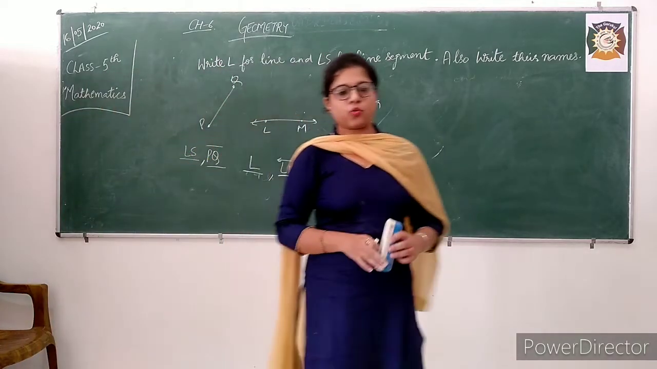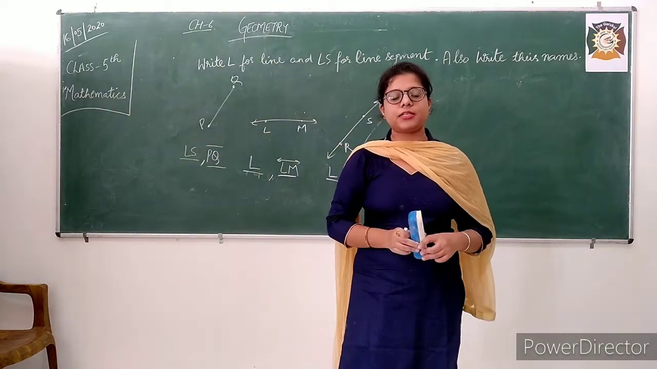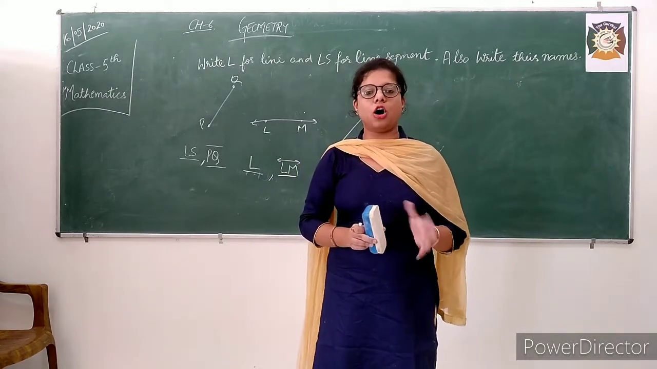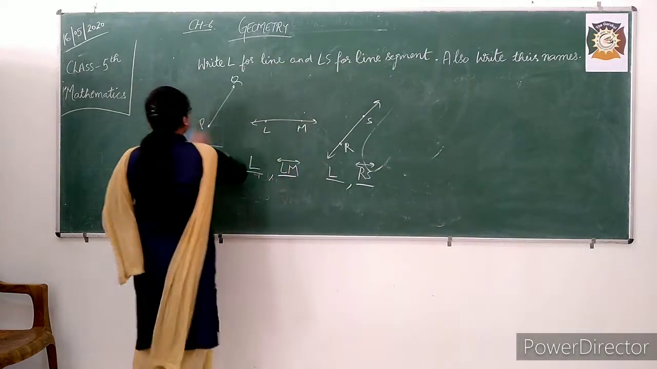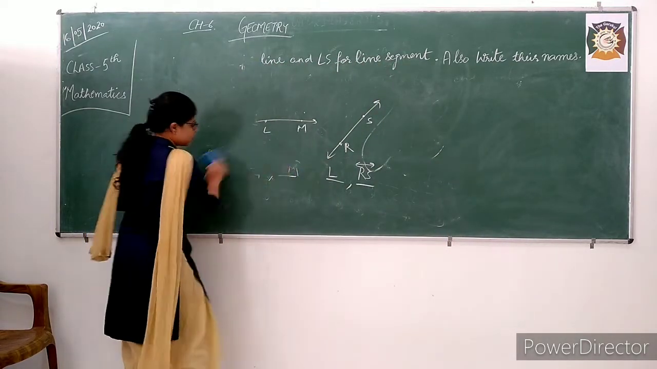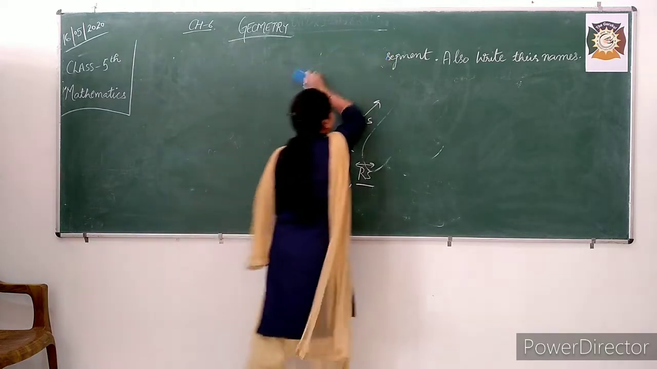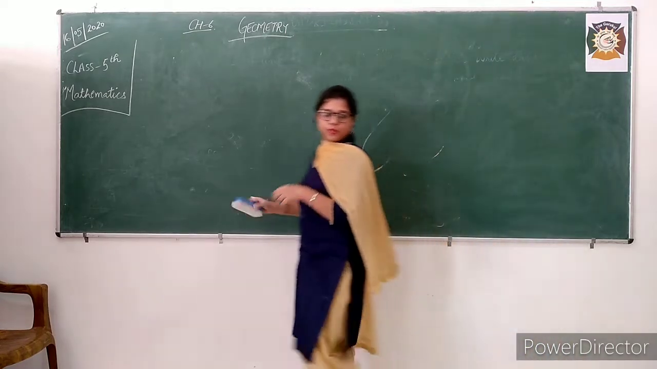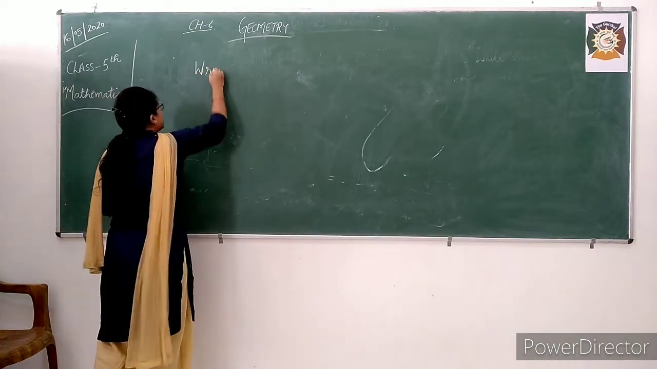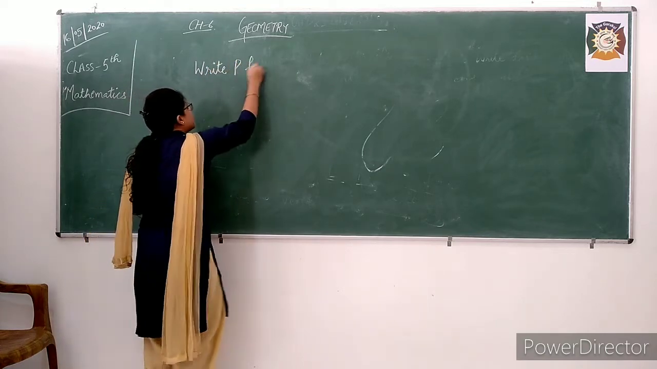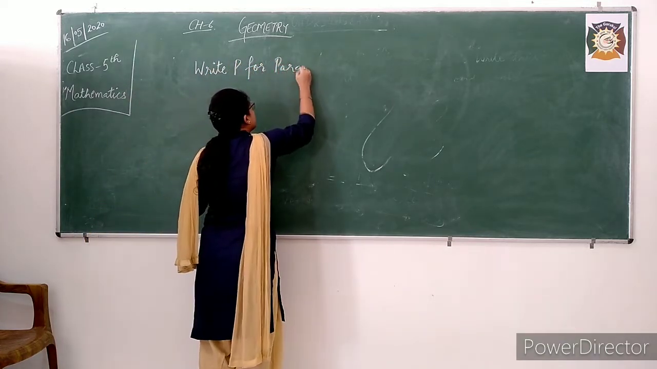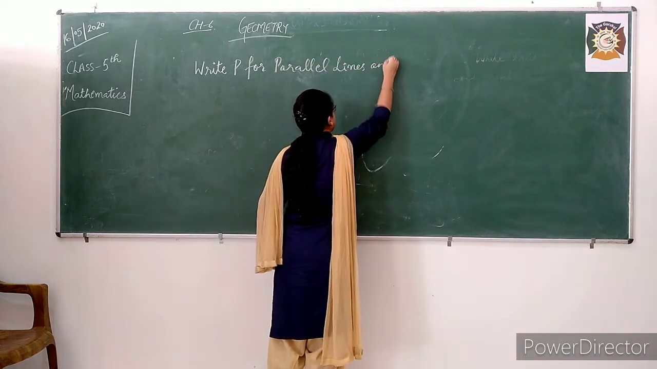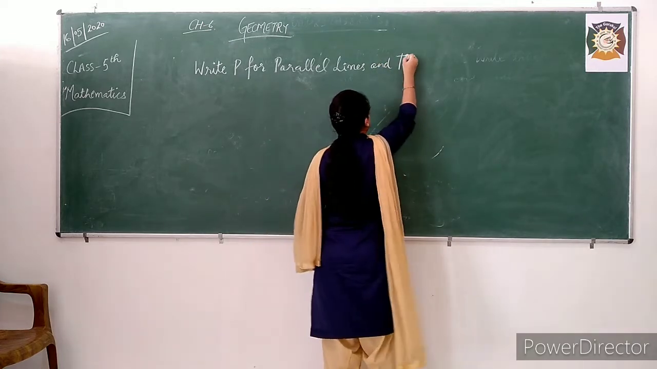Okay, moving forward to the next question. You are given three diagrams and you are to classify whether they are parallel lines or intersecting lines. Okay? Write P for parallel lines, and I for intersecting lines.